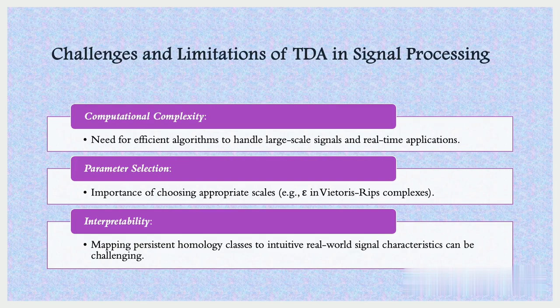While TDA is powerful, it does come with challenges. The first is computational complexity. TDA can be resource intensive, especially for large scale or real time applications. Another challenge is parameter selection, as choosing the right scales is crucial for accurate analysis. Lastly, the interpretability of TDA results is still an area of active research. It can be difficult to link persistent homology features directly to intuitive, real world signal characteristics.